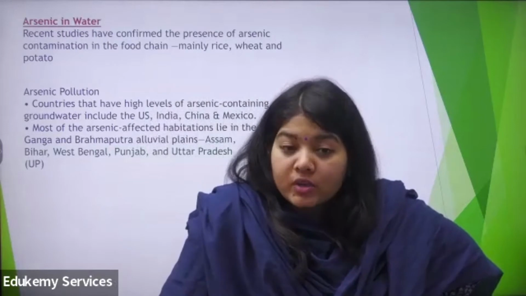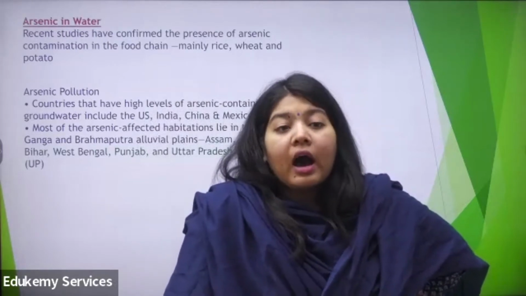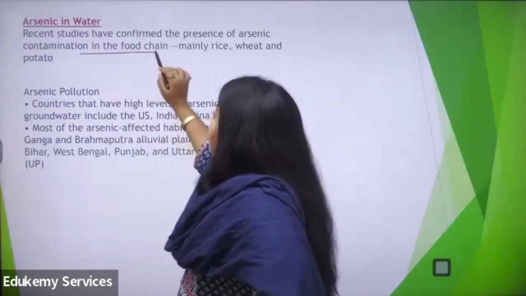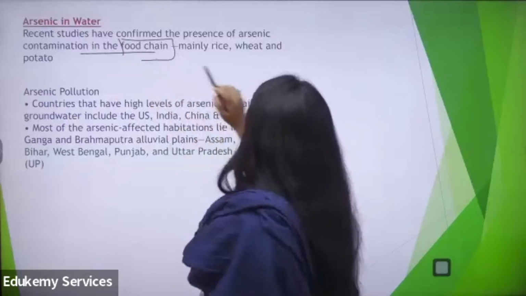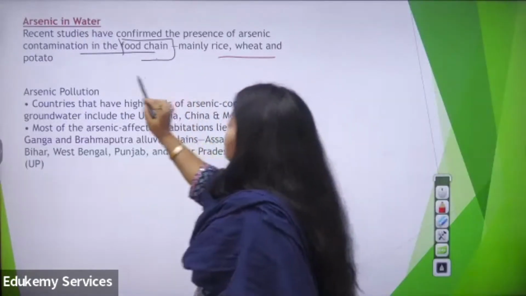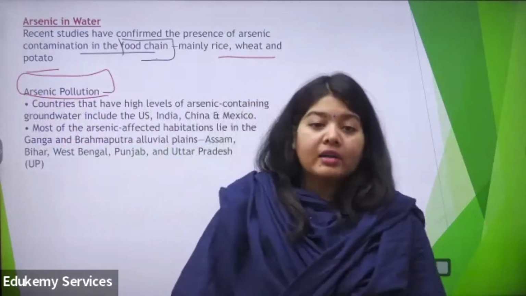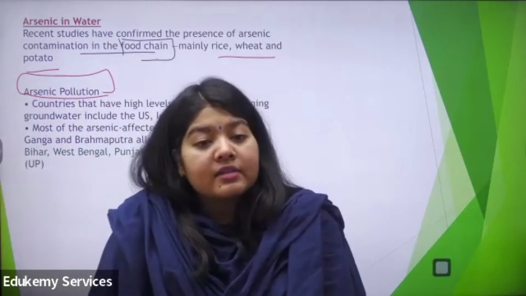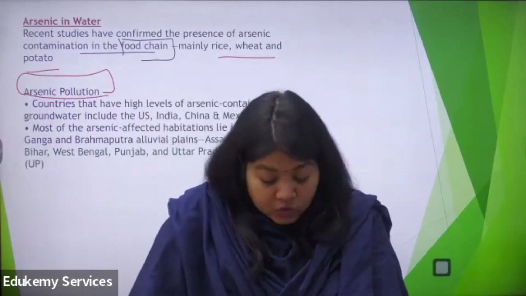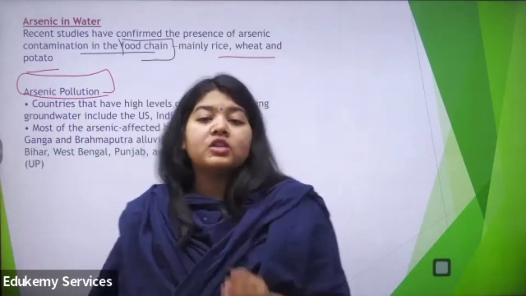But according to this latest report, arsenic has been confirmed to contaminate the food chain. Now it has entered the food chain, especially rice, wheat, and potato. All right. So arsenic, first of all, is a contaminant. Arsenic is a pollutant. Arsenic is toxic in nature. It undergoes bioaccumulation in the body.